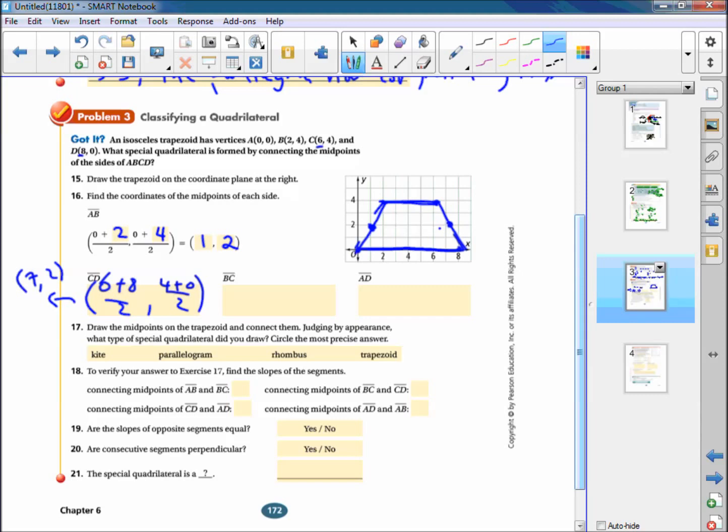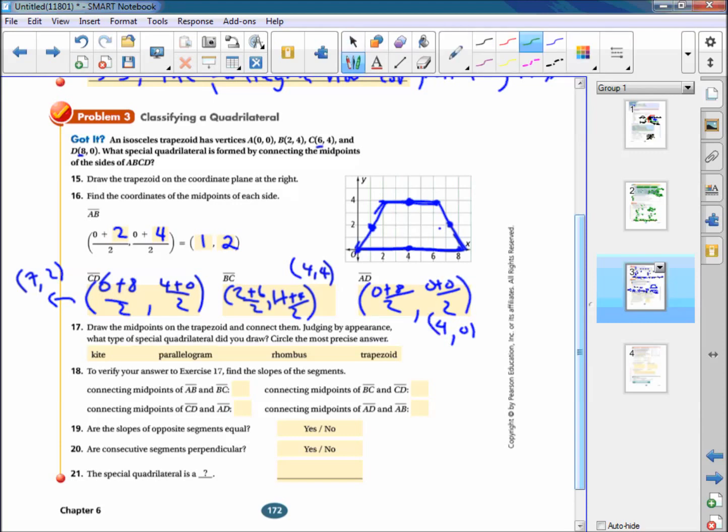Okay. And then BC, this is going to be 2 plus 6 divided by 2, and 4 plus 4 divided by 2. So 8 divided by 2 is 4, and 8 divided by 2 is 4. So this one is at 4, 4. 4, 4 is right there. And then AD is going to be 0 plus 8 divided by 2, and 0 plus 0 divided by 2. So this will be at 4, 0. And that's right there. Okay.